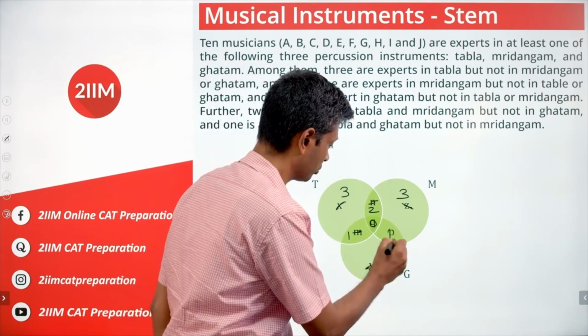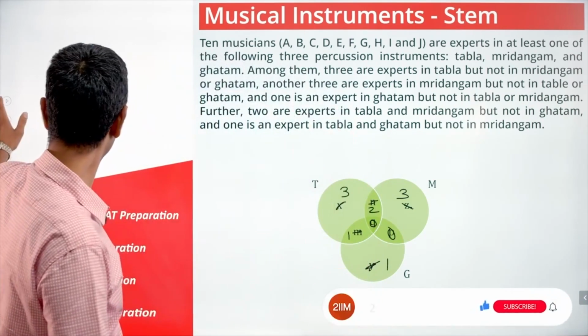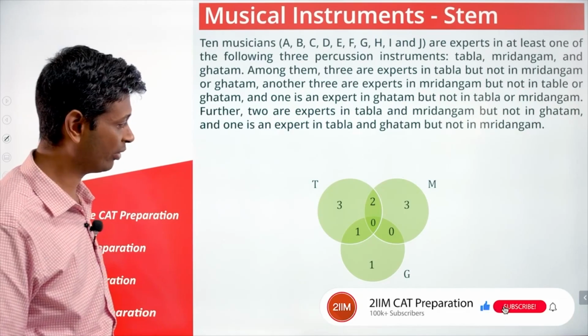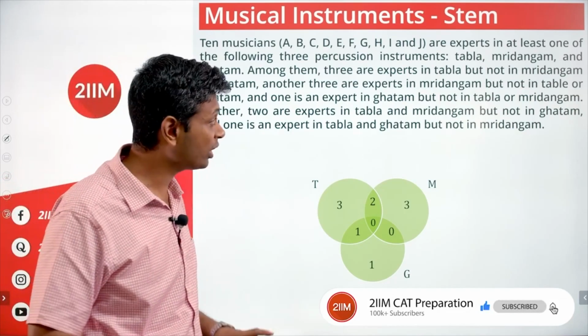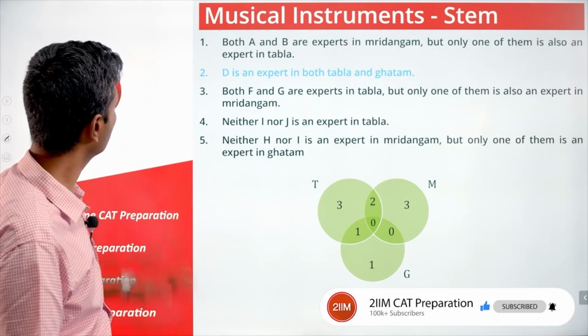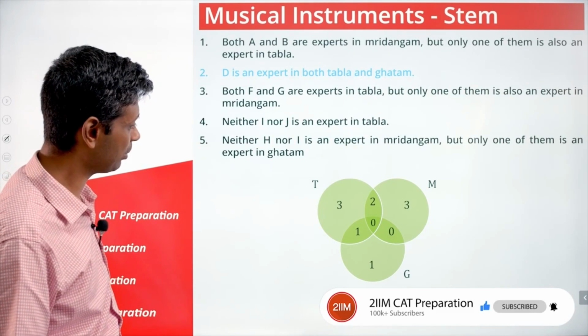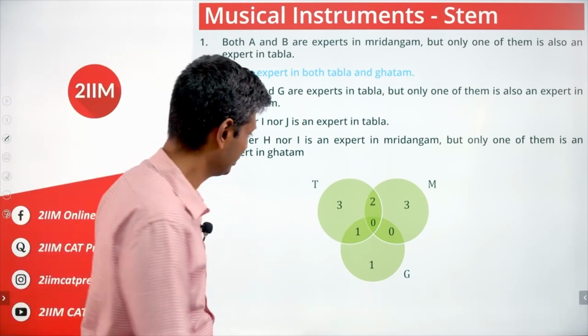This should be 0. This should be 0. We've got the numbers all in place: 3, 2, 3, 1, 0, 0, 1. Now we have to keep the second set of constraints in mind with the people, names and all that. Let's see. D is an expert in both tabla and ghatam. Tabla and ghatam, there's only one guy who's an expert. This is D.